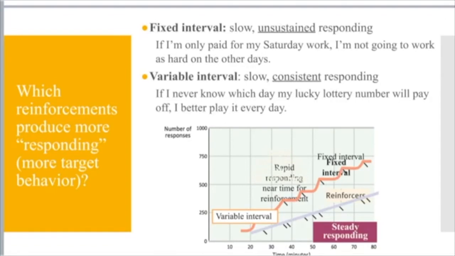Or say, like in school, I might say, you have to take 5 quizzes today. I'm only going to grade 3, but you don't know which 3. You're going to work hard on all of them for fear that I might pick the two that you didn't work very hard on, right? So you can see in this graph here, fixed interval is slow and unsustained. The responding time near reinforcement is quick, but then it's inconsistent, whereas variable interval is a far more steady response.